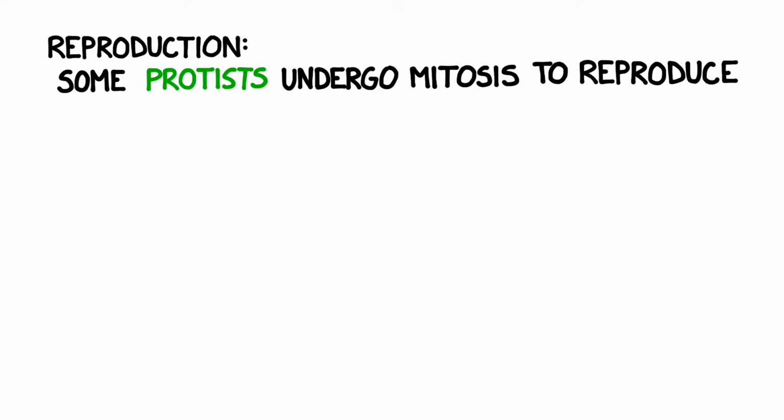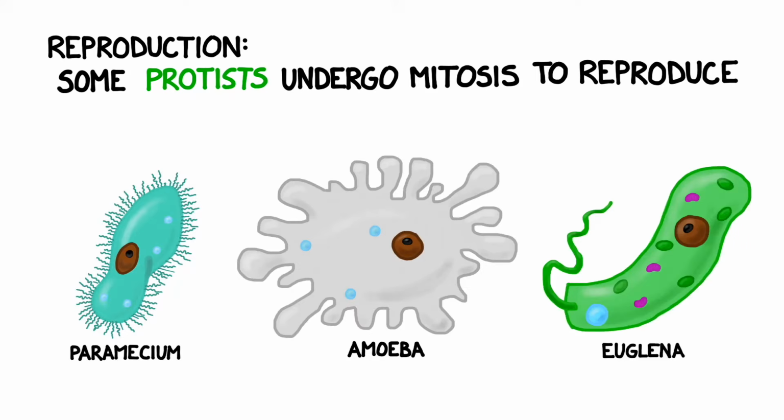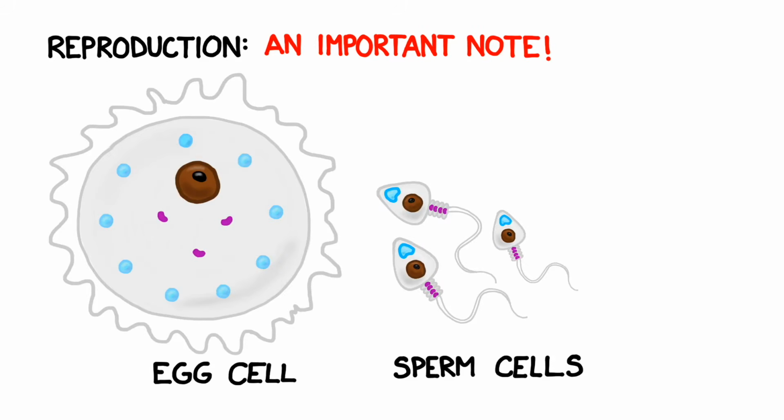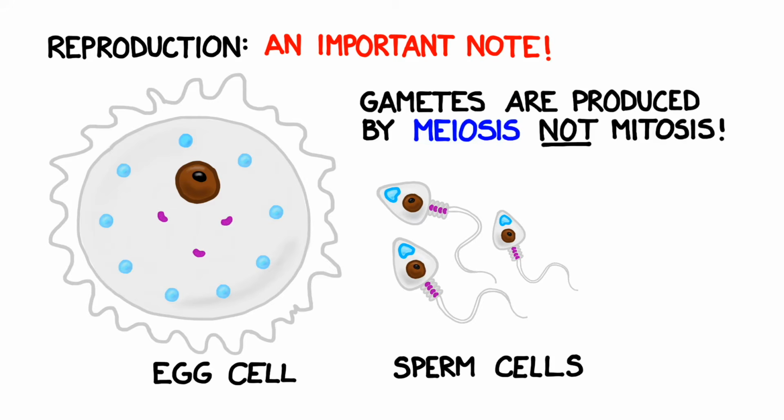There are organisms that use mitosis in order to reproduce. These organisms, such as protists, reproduce by cloning themselves. It's important to remember that gametes, sperm and egg cells in humans, are not produced by mitosis. They're produced by a related process called meiosis. We'll cover meiosis in another video.